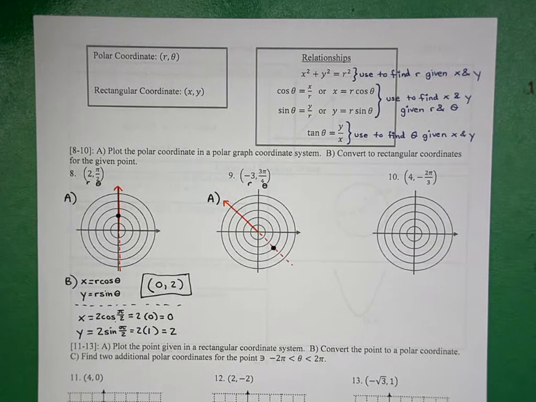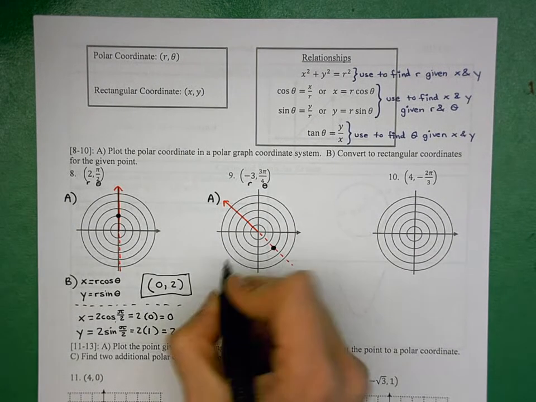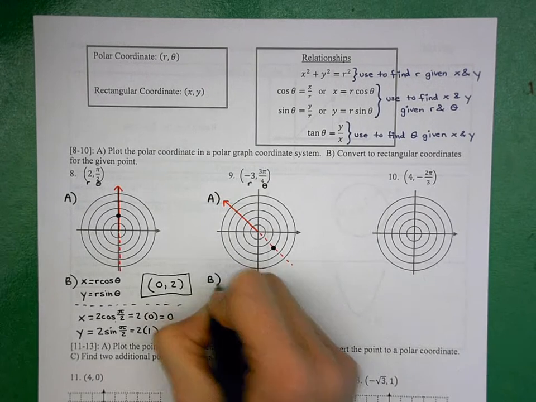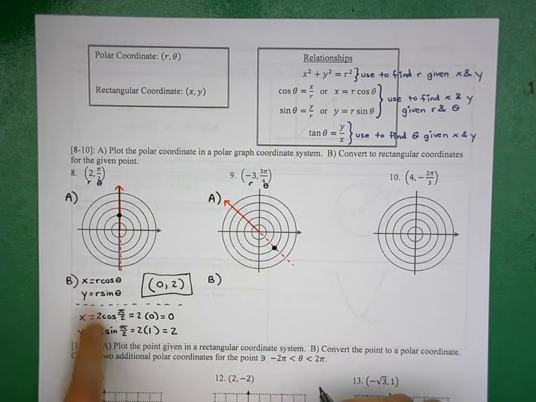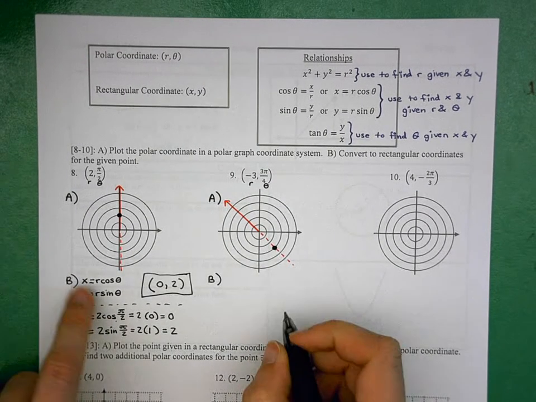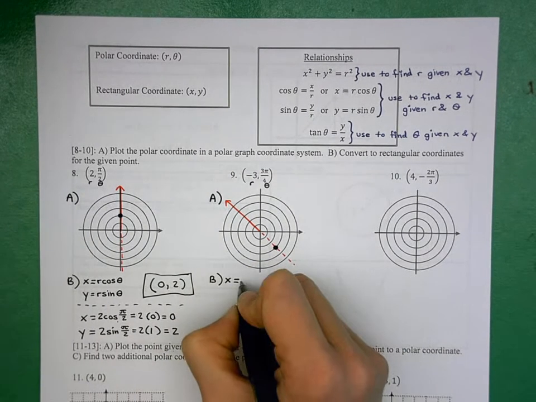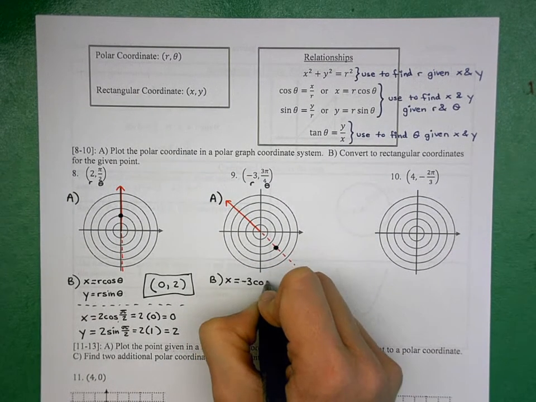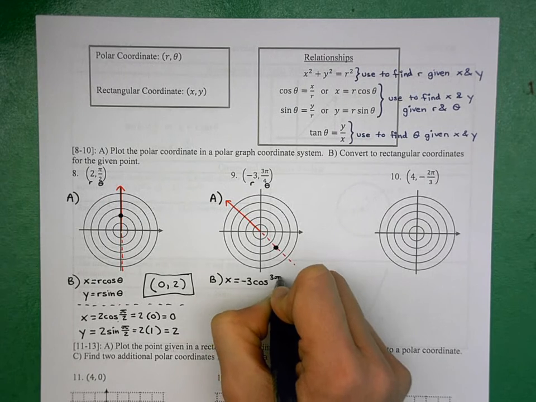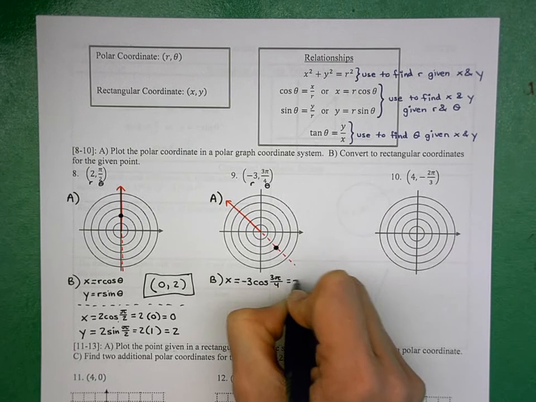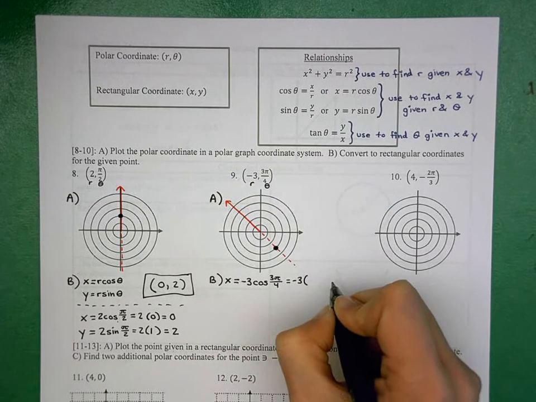Okay, and then our conversion. I'm not going to rewrite these xy relationships. We already have them written down. I'm just going to use them. So x is r cosine theta, so -3 times cosine of 3 pi over 4. We'll take a moment. What is the cosine of 3 pi over 4?